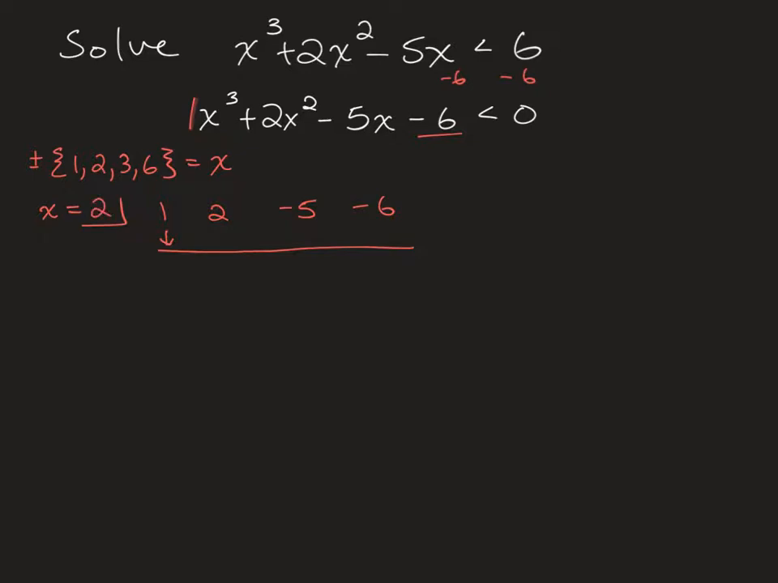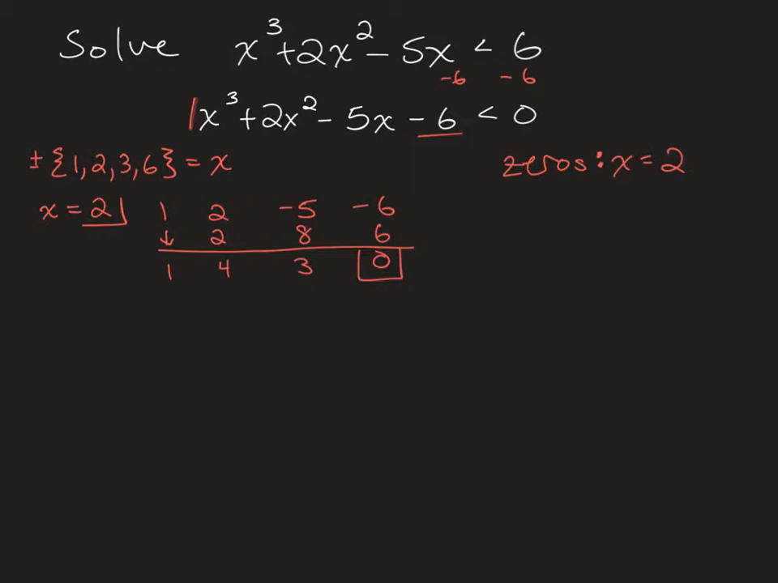2, bring down the 1. 2 times 1 is 2. 2 plus 2 is 4. 2 times 4 is 8. -5 plus 8 is 3. 2 times 3 is 6. Oh, right, we got a 0. So what do we know? We know our zeros are x equals, what was that, 2? That was this value here.